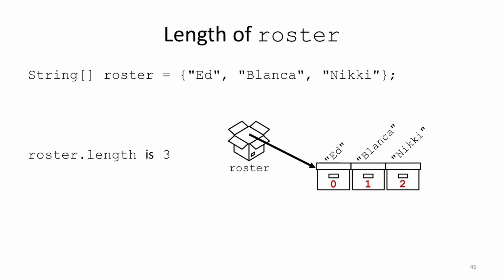So I could say something like create a string array of length 5 or create a string array of size 5. Both of those sayings mean the same thing. But if you wanted to retrieve the length specifically in code, you have to use dot length. There is no such thing as dot size. So roster dot length, that itself will be 3.